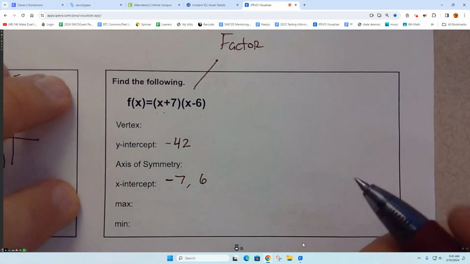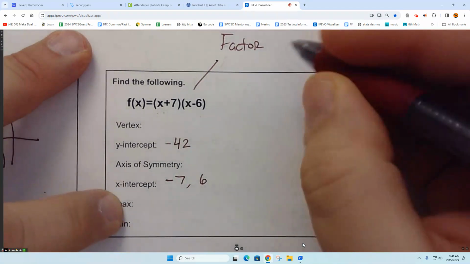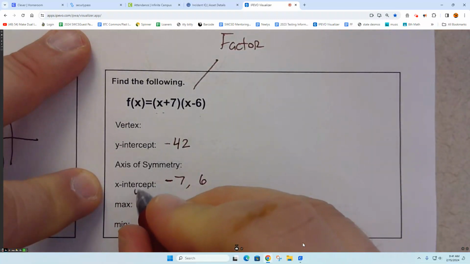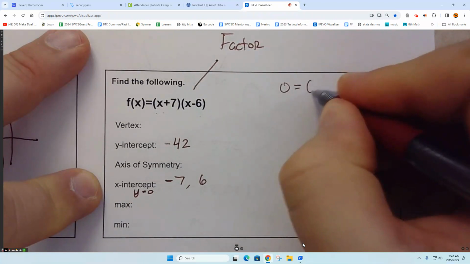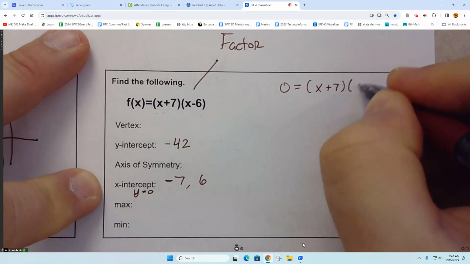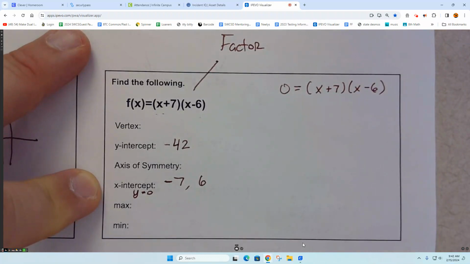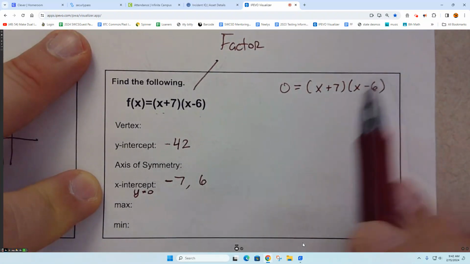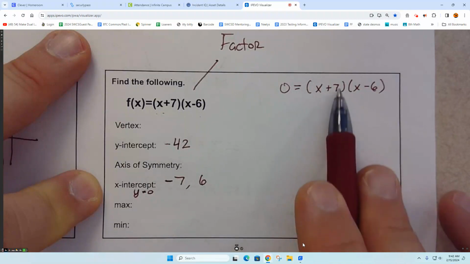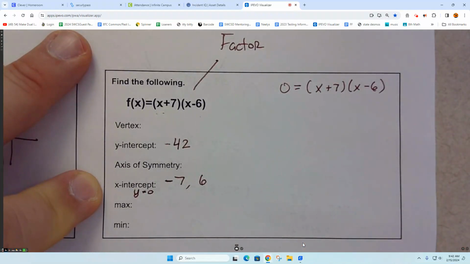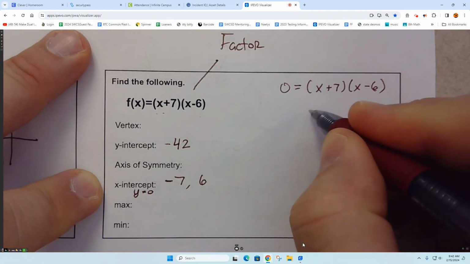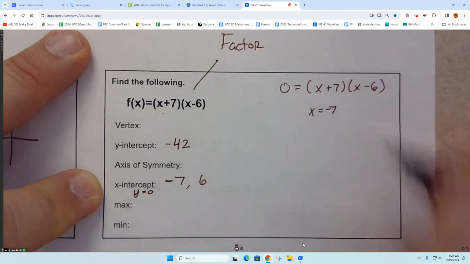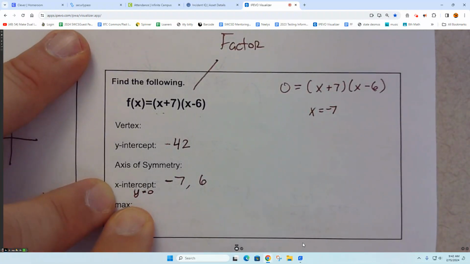So let me explain it better, because I did go kind of quick with that. X-intercept means that y equals 0. So if I say 0 equals (x plus 7)(x minus 6), that would be making y equal to 0. What value would make this first parenthesis 0? -7. Because that's what x-intercept means, is when does y equal 0.